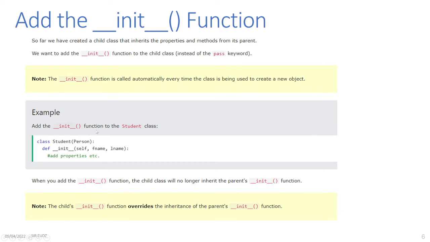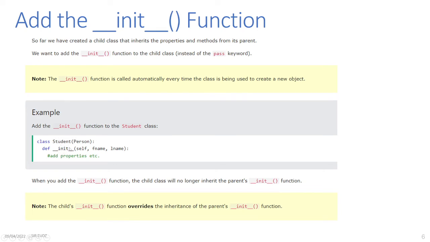So the init function, or the constructor, as I've said in other languages, we add to the student class. So we have class student person, def init self, f name, l name, and then we add the properties here. When you add the init function, the child class will no longer inherit the parent's init function. It will have its own function. So the child's init function overrides the inheritance of the parent's init function. Take note of that.